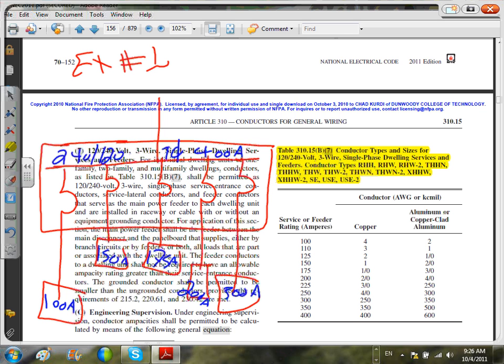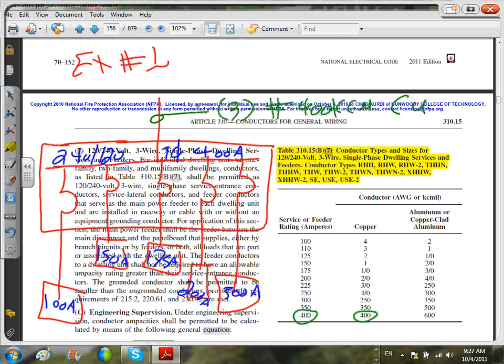Let's size the conductors for each one of these systems. Let's size the conductors for the service. Based on this, my service is 400. I need to use copper, so I want to be using 3 conductors, number 400 kcmil Cu, copper. Done. So that's sizing this system, residential only.